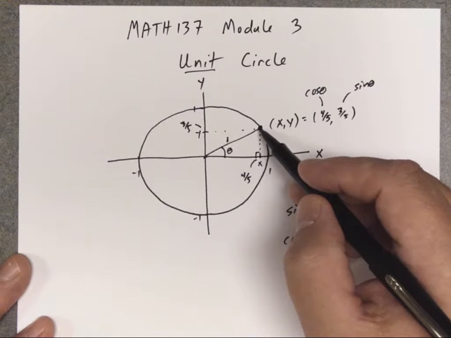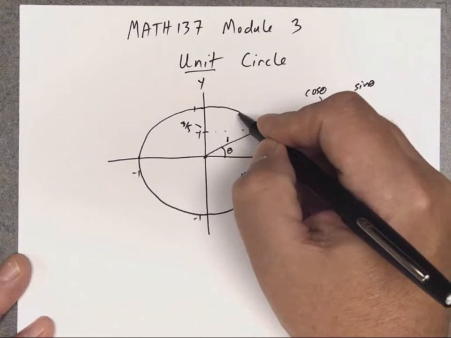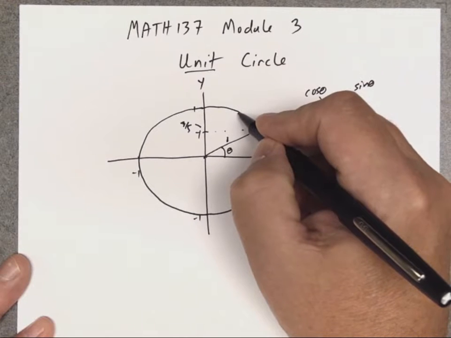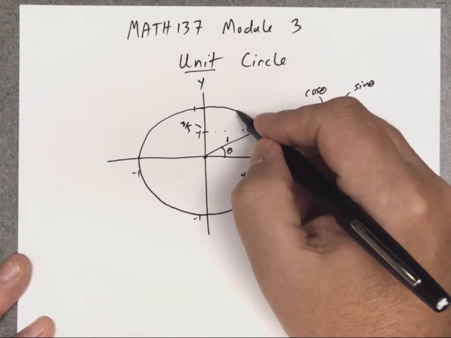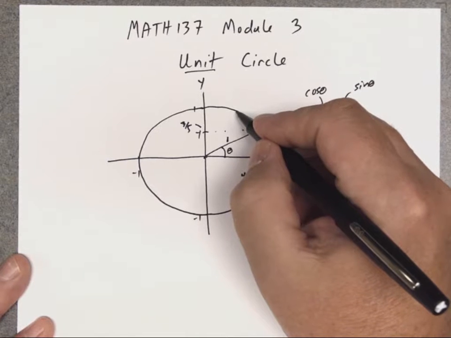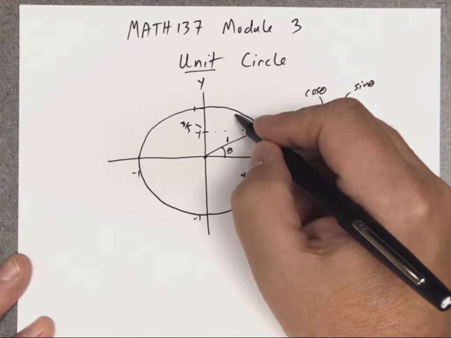So the neat thing, or the beauty of the unit circle, is anytime I have a point on the unit circle and it creates an angle, as long as I know the x of that point and the y of that point, I automatically already know, without doing anything, the cosine and the sine of the angle.